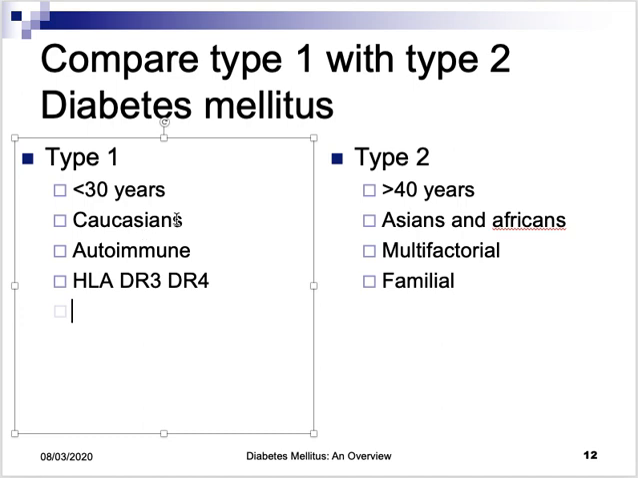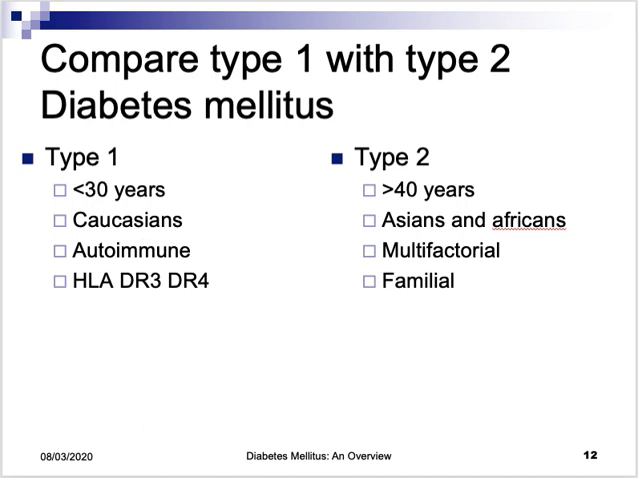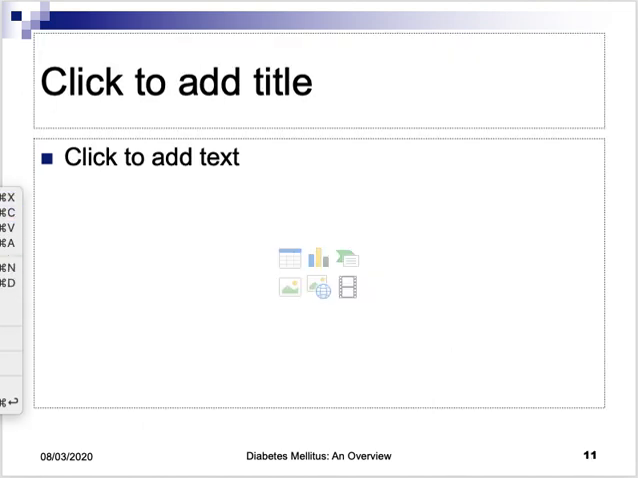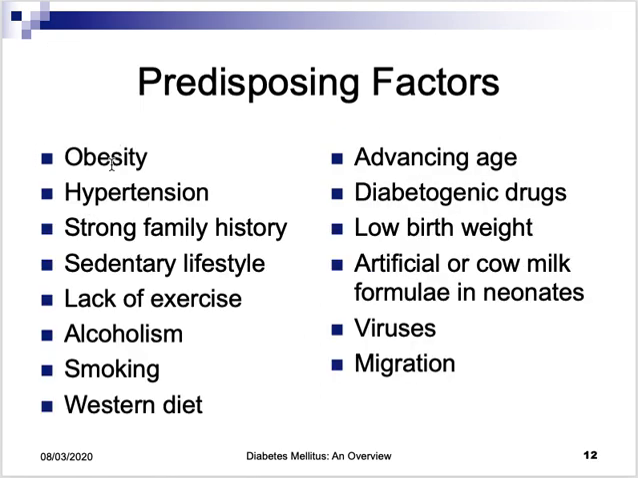So anyhow, these are a few differences in type 1 and type 2. Going on further, in type 2 diabetes mellitus there is obesity, hypertension, strong family history, sedentary lifestyle, lack of exercise, alcoholism, smoking, western diet, advancing age, diabetogenic drugs, low birth weight, artificial or cow milk formulas in neonates, and viruses. So they found a lot of things in type 1 and type 2 diabetes mellitus.